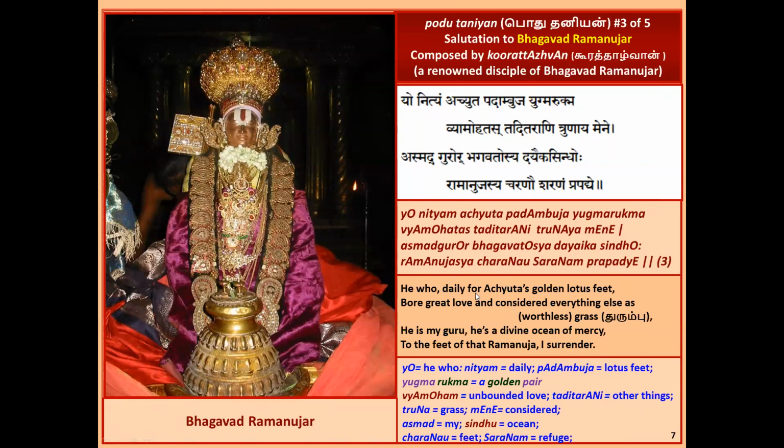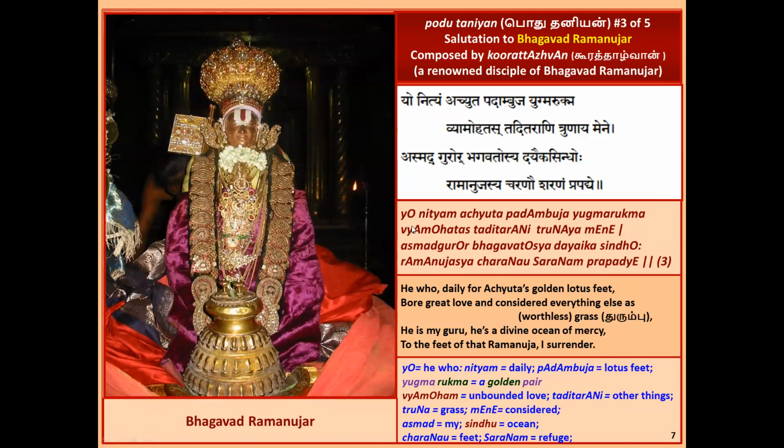So it says, he who daily for Achyuta's golden lotus feet. Sometimes the sentence structure might seem convoluted because I'm trying to retain that one-to-one correspondence between the lines here and the lines here. But then when I explain it, you will understand the actual sentence that you can form out of it. So it says here, Ramanuja bore great love daily for Achyuta's golden lotus feet. Achyutan is Emperuman, and he considered everything else as grass. It will literally say grass, trunaya mene. Truna means grass, but of course trunam simply means it's a proxy for something worthless, or what we call turumbu in Tamil.